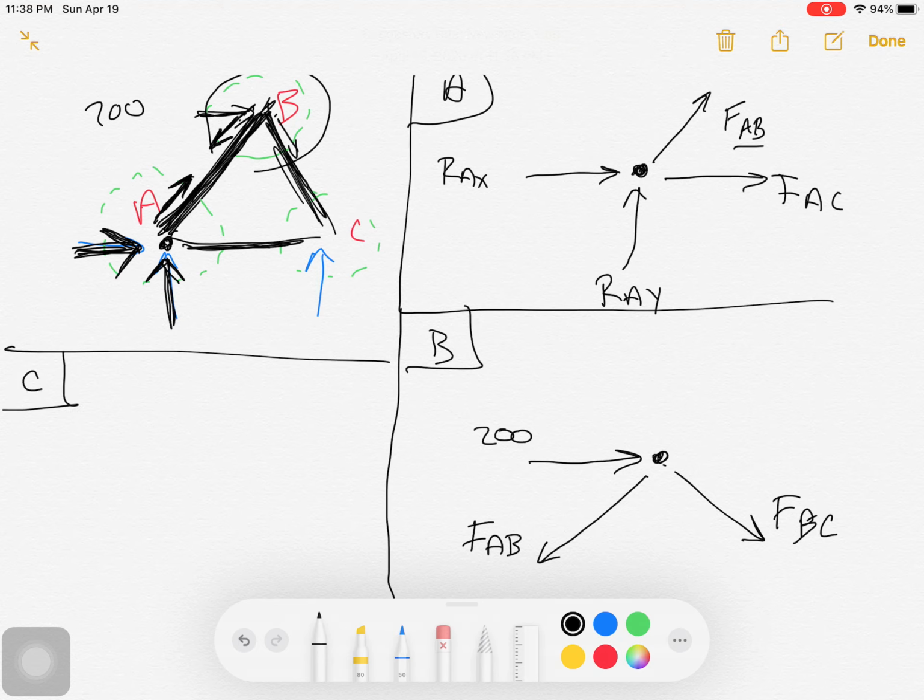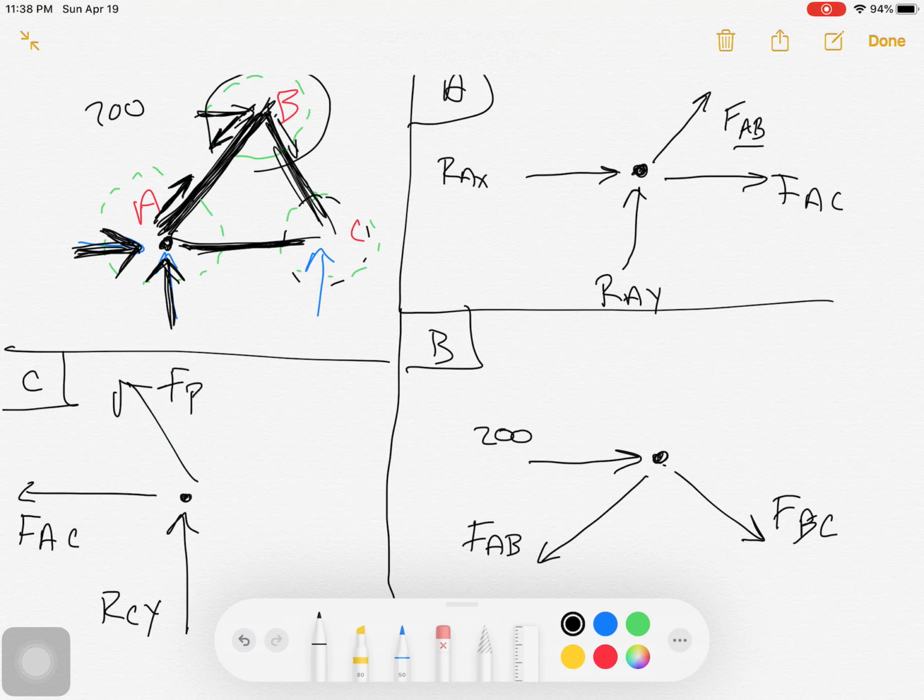And now the forces on point C. So looking right here, this was our reaction force at C in the y direction, and that was from the roller. I have my force AC and my force BC. All right, now these are all of our free body diagrams for each joint.